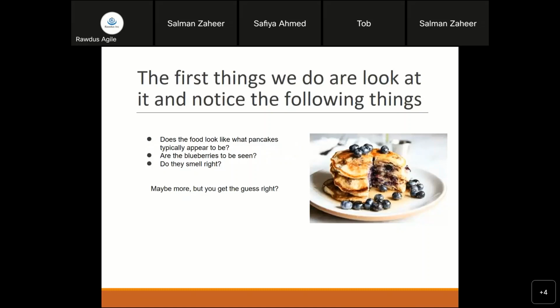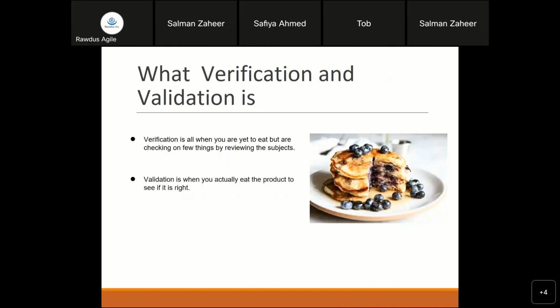The first thing we do is look at it and notice the following things. What you are looking at is to ensure that the order is correct or not. Does the food look like what pancakes typically appear to be? Are the blueberries to be seen? Do they smell right? Maybe more, but you guessed it right. So what is verification and what is validation? Verification is when you are yet to eat but are checking a few things by reviewing the subject. And validation is when you actually eat the product to see if it is right.